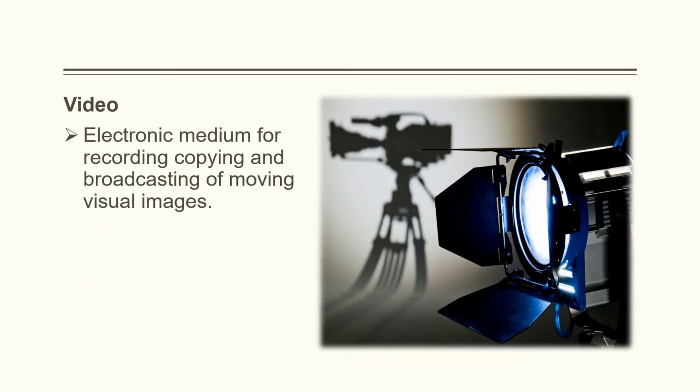And lastly we have video. Video is an electronic medium for recording, copying, and broadcasting of moving visual images. An example for video is we have cameras with video settings on it, or phones that are able to record videos too.